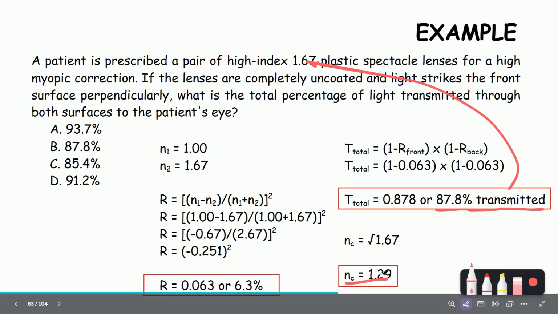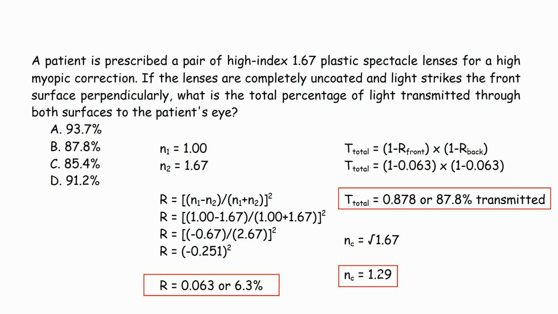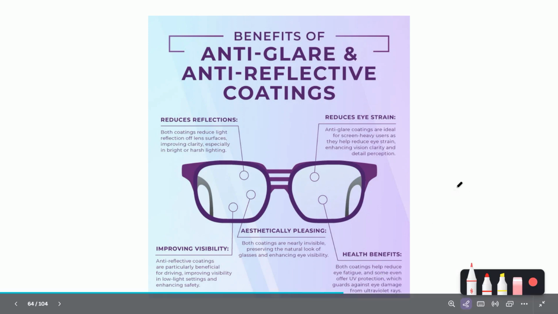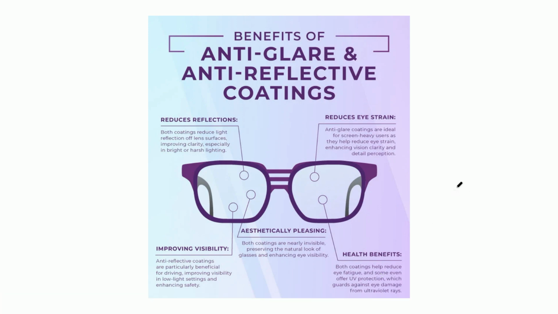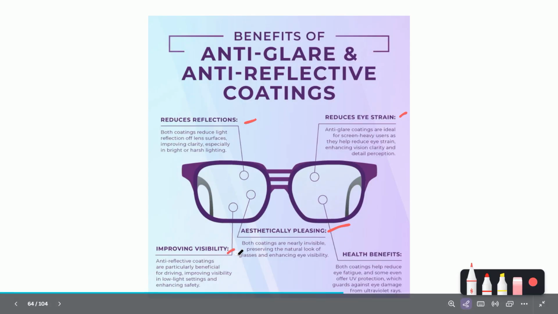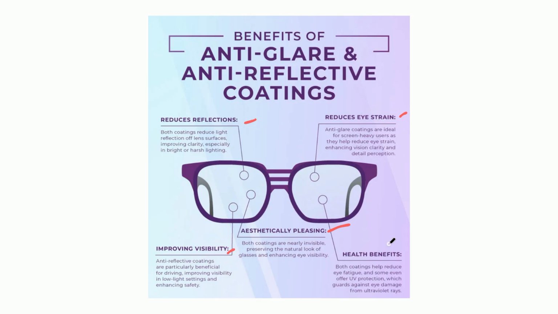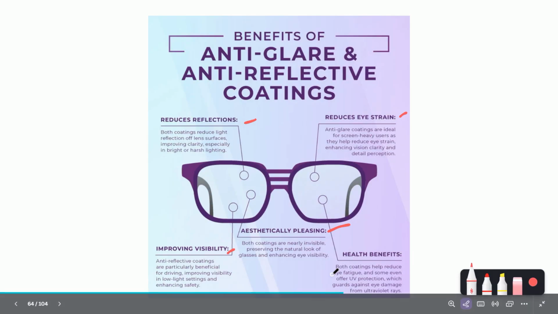So have you got it right? I hope so, because we'll now proceed with the benefits of anti-glare and anti-reflective coatings, which are: it reduces the reflections, reduces eye strain, and is aesthetically pleasing. So it looks nicer because the reflection is mostly gone. And then, improving visibility. You won't have difficulty seeing since more light is transmitted to your eye. And then, health benefits because it reduces eye fatigue. So, they go hand in hand.